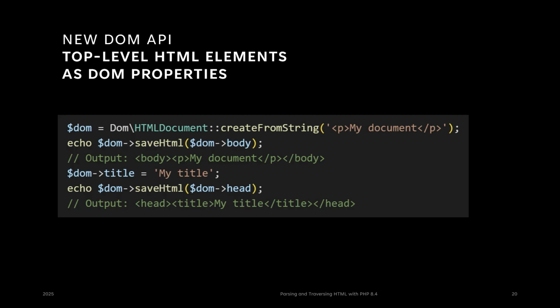So those properties I talked about: body. You can just reference the body element directly. You can change the title of a document just by assigning the new title. And you can reference the head element. Those are just convenience properties that make life easier.